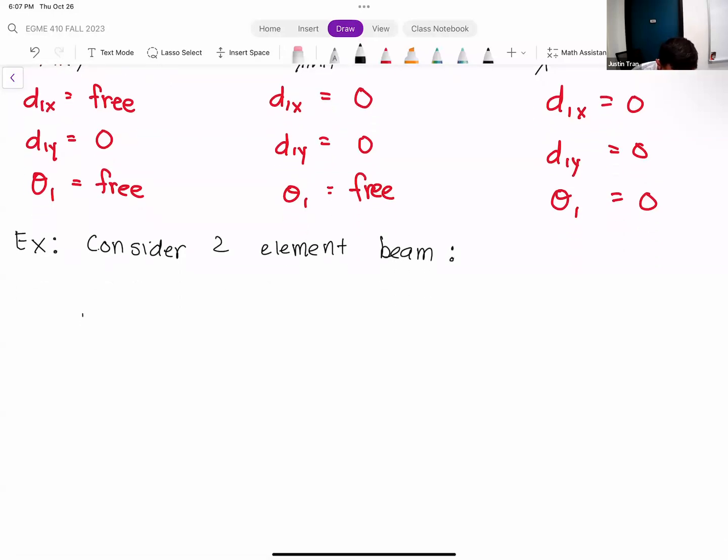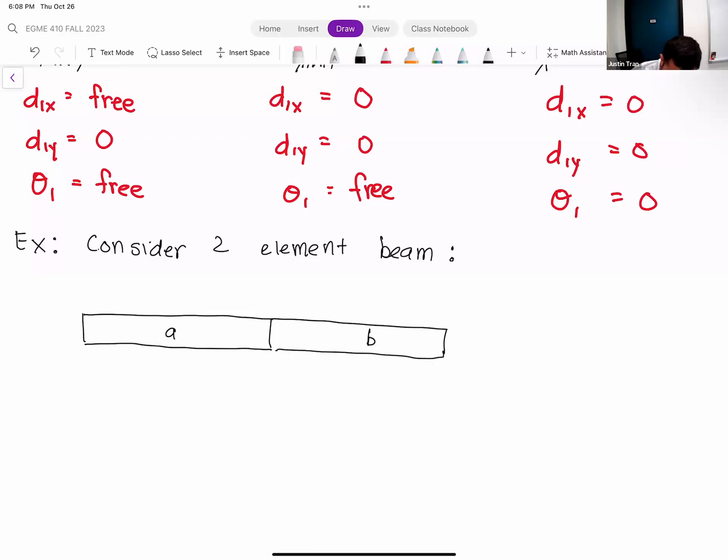And so we're going to have beam A, and then we have beam B. Right, and so we're going to label all the nodes in our system. We have node 1, node 2, node 3.